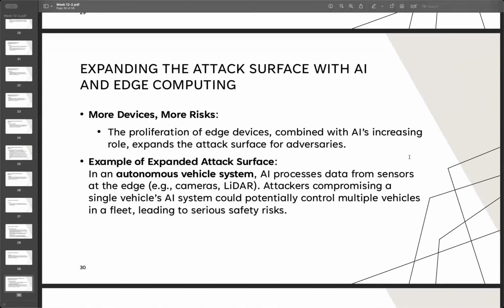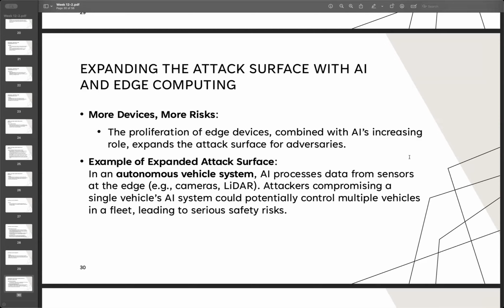And we move on with one thing: more devices means more risk. The proliferation of edge devices combined with AI means an increasing role and an expanding attack surface. Right here, especially when you talk about autonomous vehicle systems, the AI processes the data from the sensors, right?